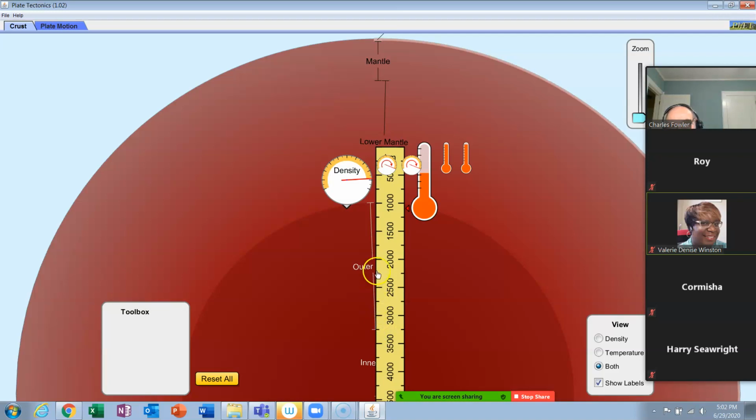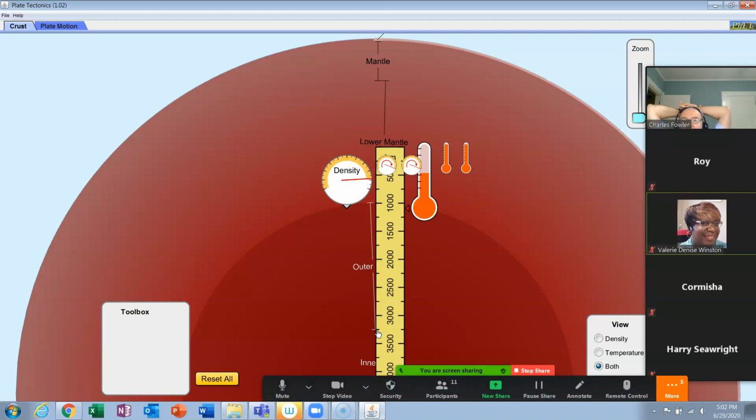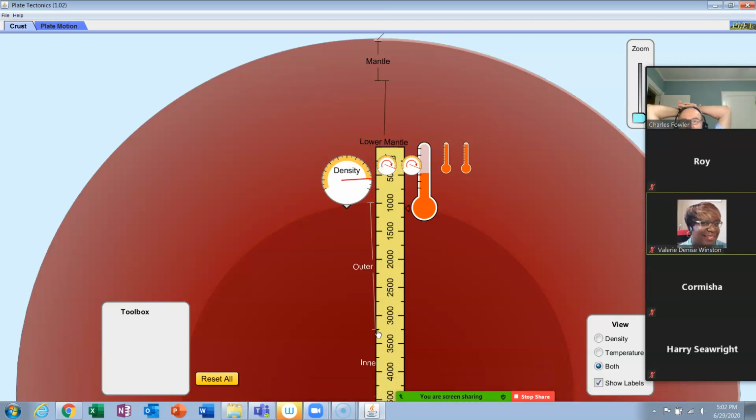Okay, so let's count. That's 500, 1000, 1500, 2000, 2250. The thickness of the outer core looks to be about 2,250 kilometers thick. Man. Do you see that?